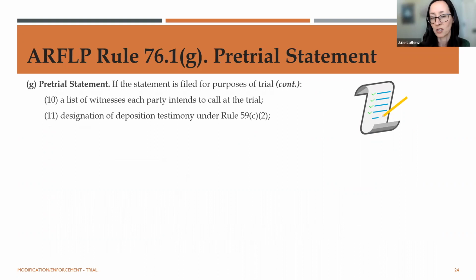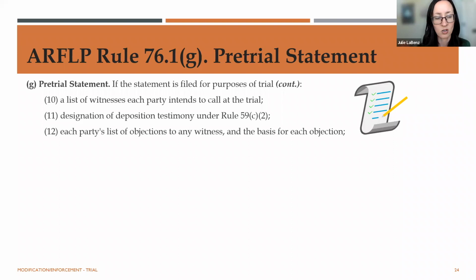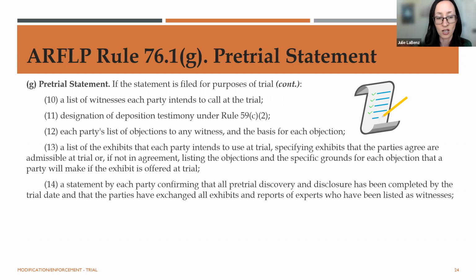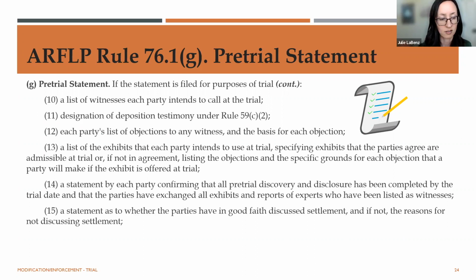If there were any depositions done in the case, you'll need to indicate any deposition testimony that you intend to use. Any objections you have to the other side's witnesses and the basis for each objection. Your list of exhibits, and then any objections you have to the other side's exhibits and the basis for those objections. A general statement confirming that disclosure and discovery has been completed and that the parties have exchanged all exhibits, reports of experts, and their list of witnesses.